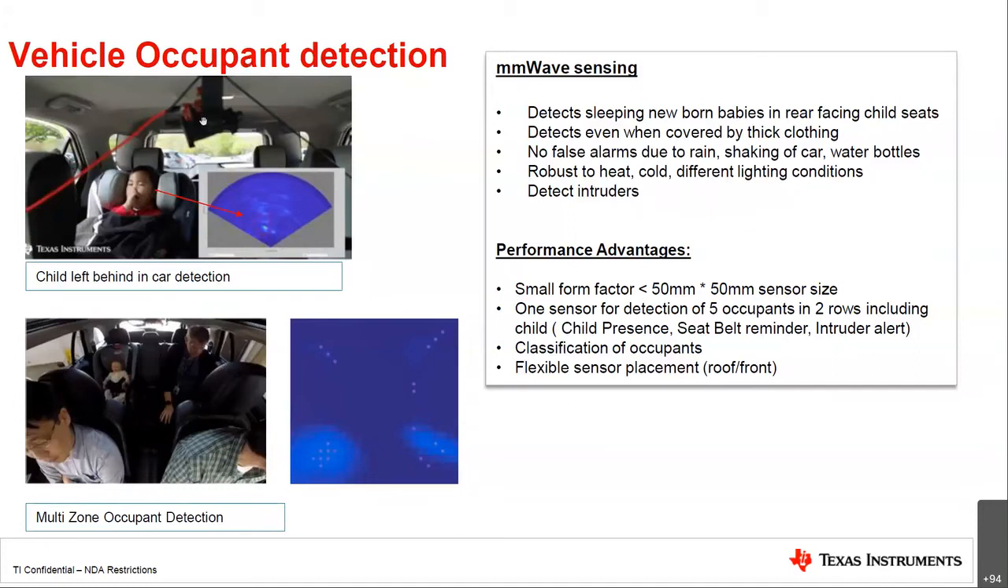Using the sensor here, we can see that there are some advantages with this small form factor. It allows you to place it in various different positions within a vehicle in an unobtrusive manner. Here we're doing it in a front mount application, but it can also be embedded in the ceiling roof liner of the vehicle, as well as other positions in the car or application as required.